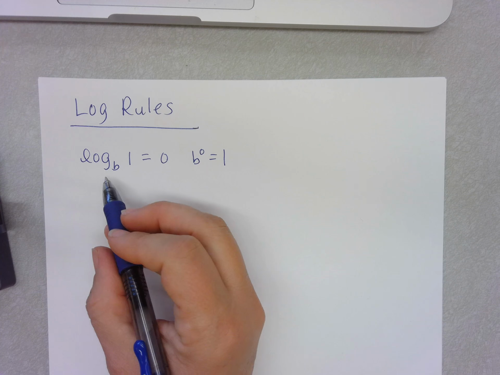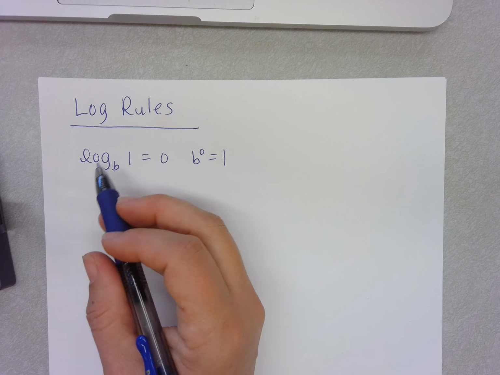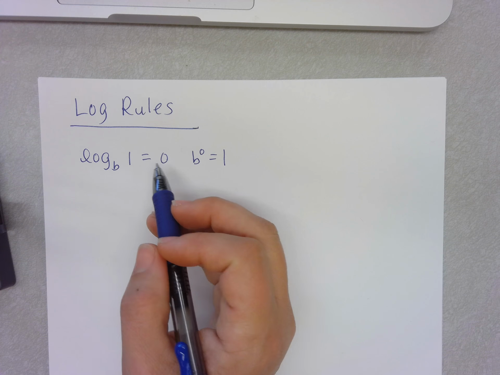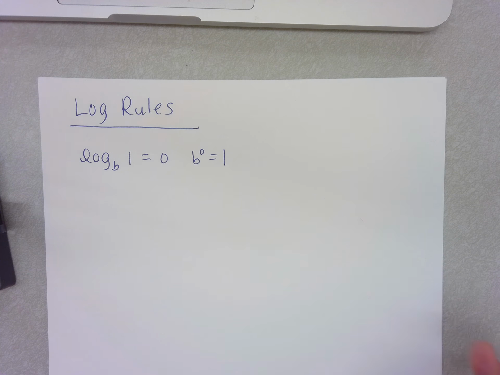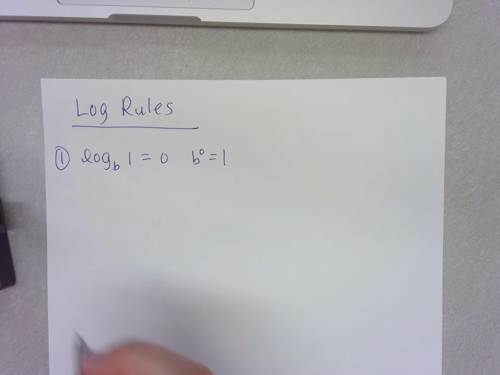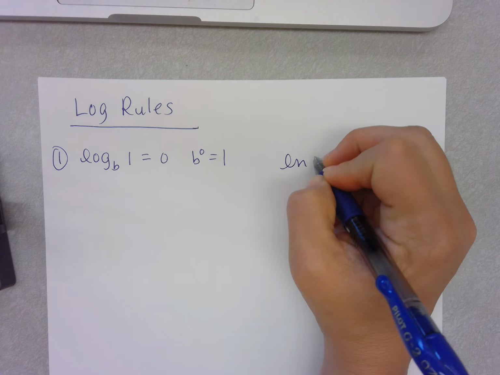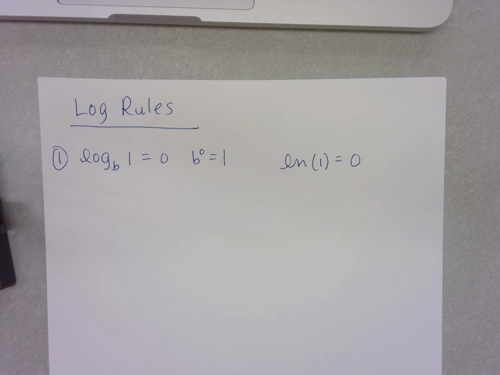Now it doesn't matter if this is log base 7, log base a half, as long as it's a positive base. So it doesn't matter if I have a 1 here. The only thing it could be is this to the 0 power, because that is always 1. Okay, so that's rule number 1. And if I wanted to use the natural log, it would look like the natural log of 1 is 0. Okay, same thing. It just looks different.